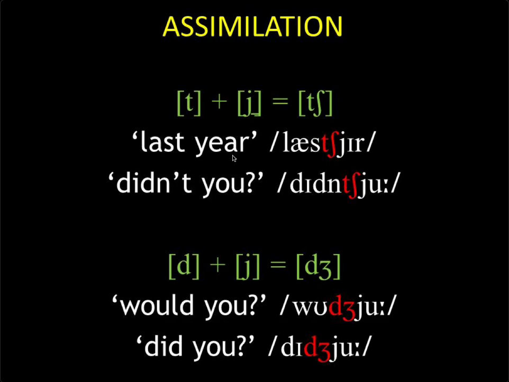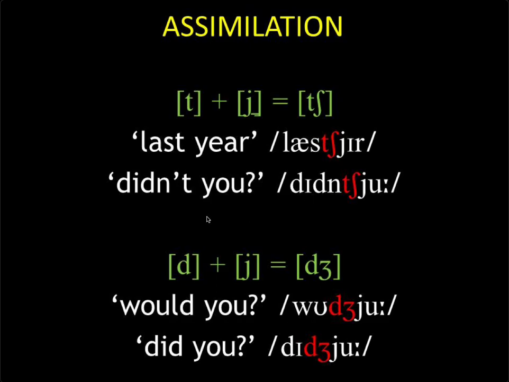Another typical assimilation is T plus Y becoming Ch. So last year might be pronounced last year. Didn't you might be pronounced didn't you. Or we're going to see later that this you might become Y, a schwa, so didn't you.